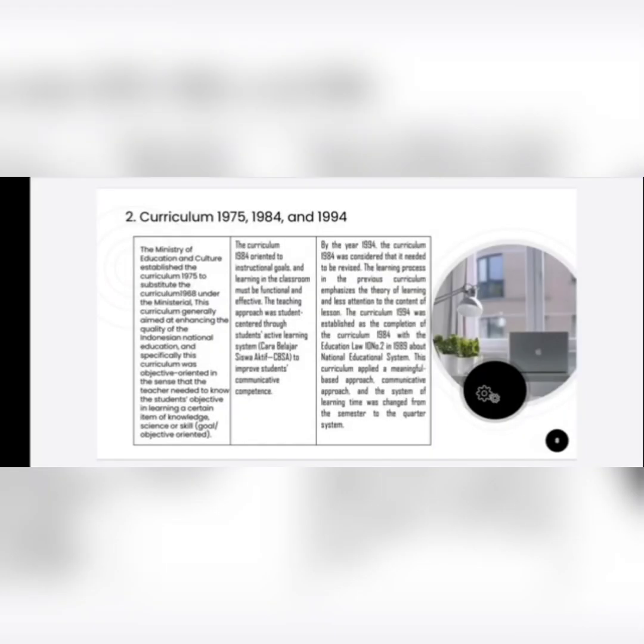Next, second curriculum: 1975, 1984, and 1994. The Ministry of Education and Culture established the 1975 curriculum to replace the 1968 curriculum under the Ministry's curriculum, assessing the quality of Indonesian national education. Specifically, this curriculum was objective oriented, in the sense that the teacher needs to know the student's objective in learning a certain item of knowledge, such as skill, goal, and objective oriented.